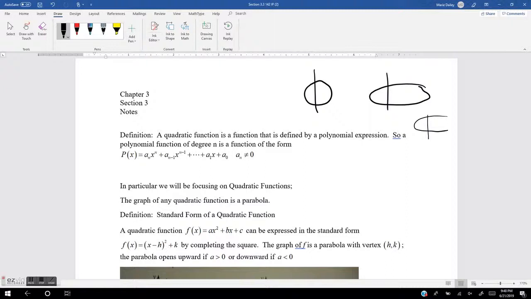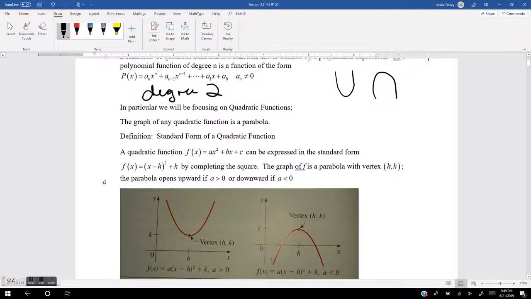In this section though, we are going to be focusing on parabolas, and in particular, quadratic equations. We're going to be looking at parabolas that open upwards and open downwards. A quadratic function, by definition, is a function that is defined by a polynomial expression. I want to make one note here that this is going to be of degree 2, so that's where we are coming into play.